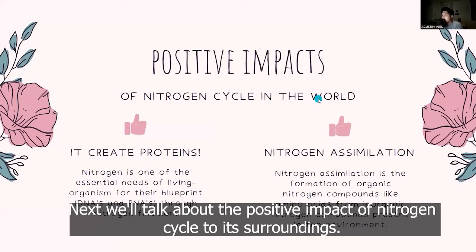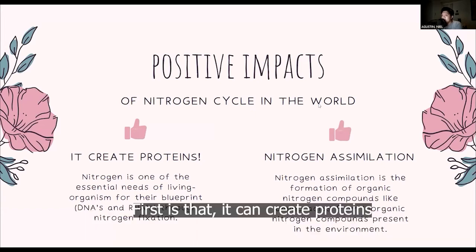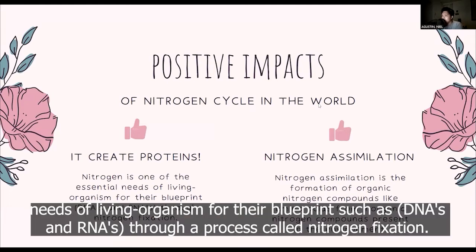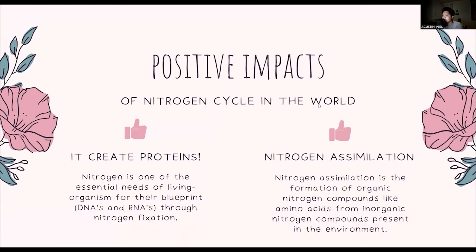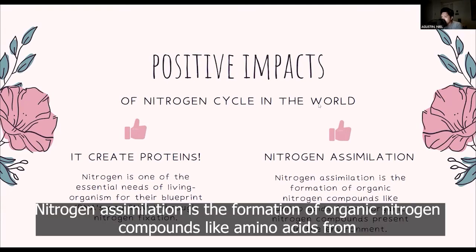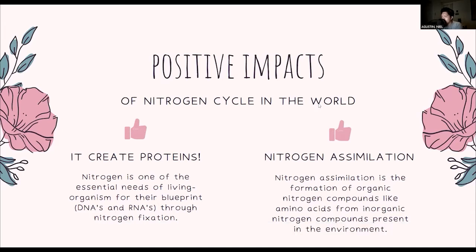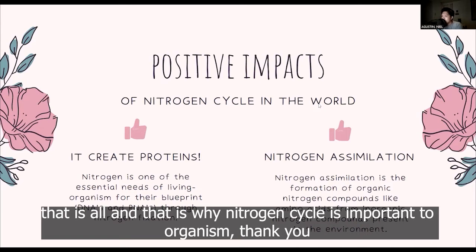Next, we'll talk about the positive impact of the nitrogen cycle to its surroundings. First is that it can create proteins. Nitrogen is one of the most essential needs of living organisms for their blueprint, such as DNA and RNA, through a process called nitrogen fixation. Lastly, it undergoes assimilation. Nitrogen assimilation is the formation of organic nitrogen compounds like amino acids from inorganic nitrogen compounds present in the environment. That is all, and that is why the nitrogen cycle is important to organisms. Thank you.